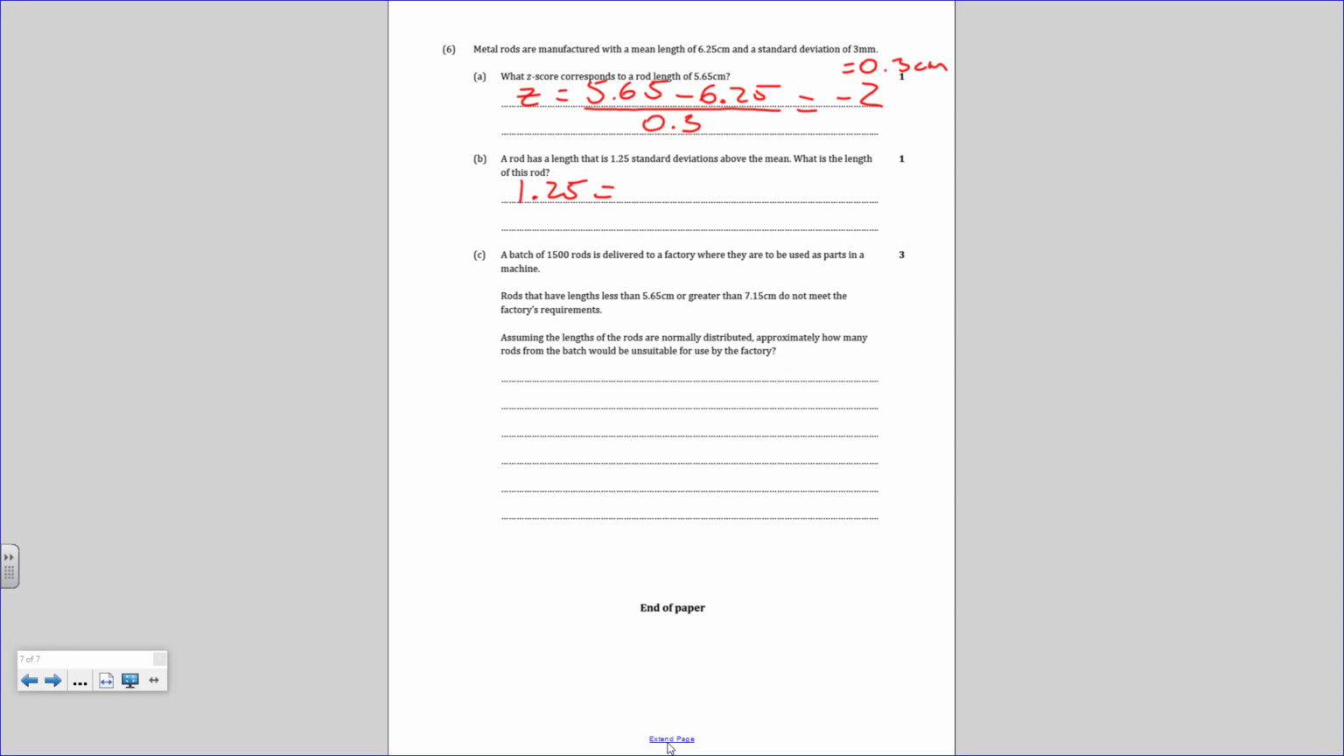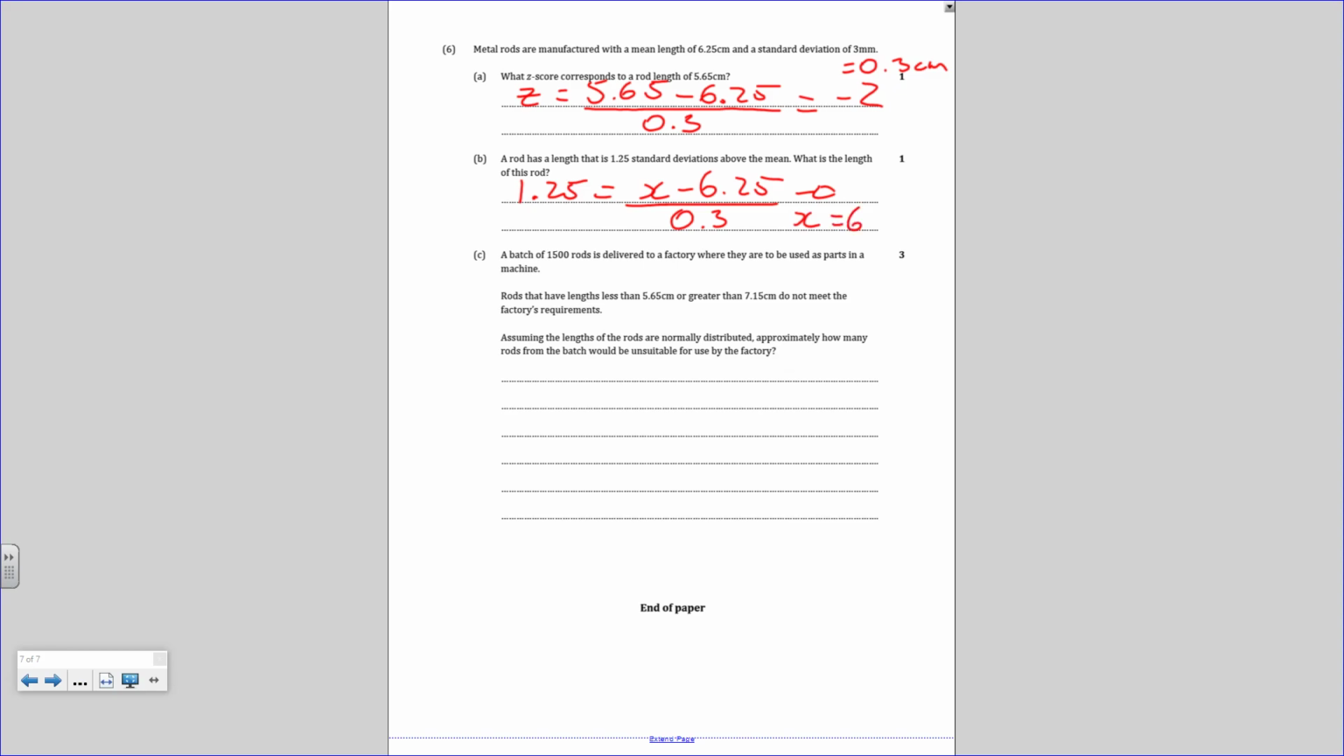In the previous question, we knew what the score is and we needed to find the z-score. Now we have the z-score, and we're trying to find what the score is. So x minus 6.25 over 0.3. To solve this equation, we'll just multiply the 0.3 over and then add 6.25.